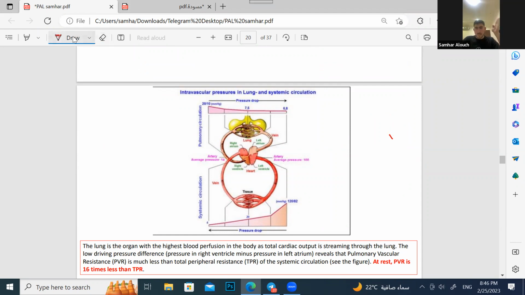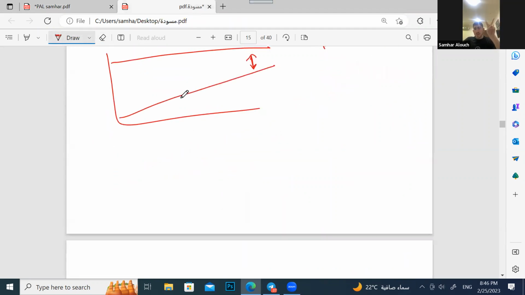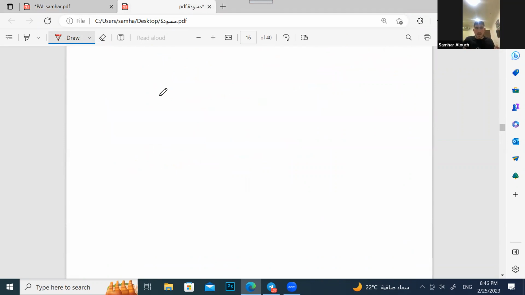So let's begin. Okay, we have two circulations in our body. We have the pulmonary circulation and the systemic circulation. You have your heart, you have the four chambers, atrium, ventricles. Let's take an overview of the whole circulation. We have the blood coming from veins to the right atrium. This blood is deoxygenated. It has no oxygen. Then this blood goes to the right ventricle.